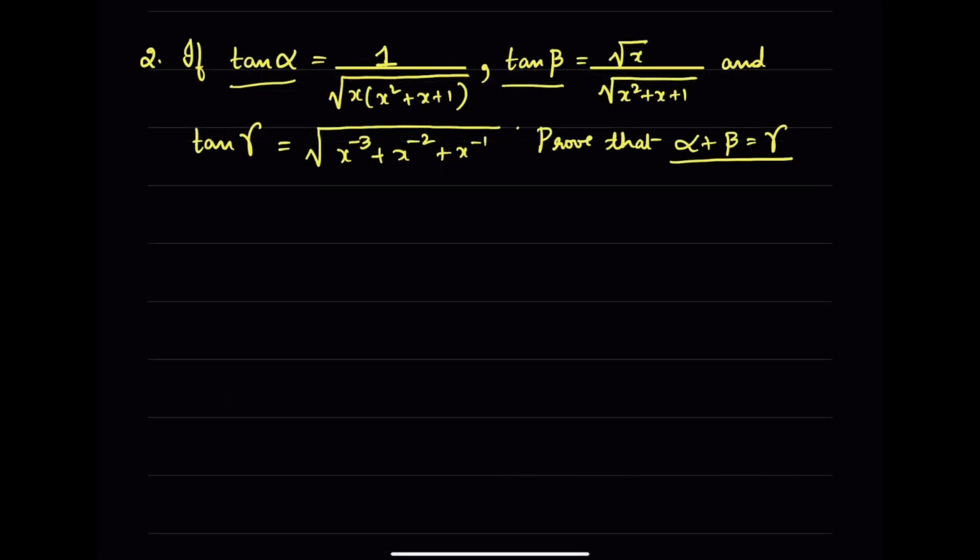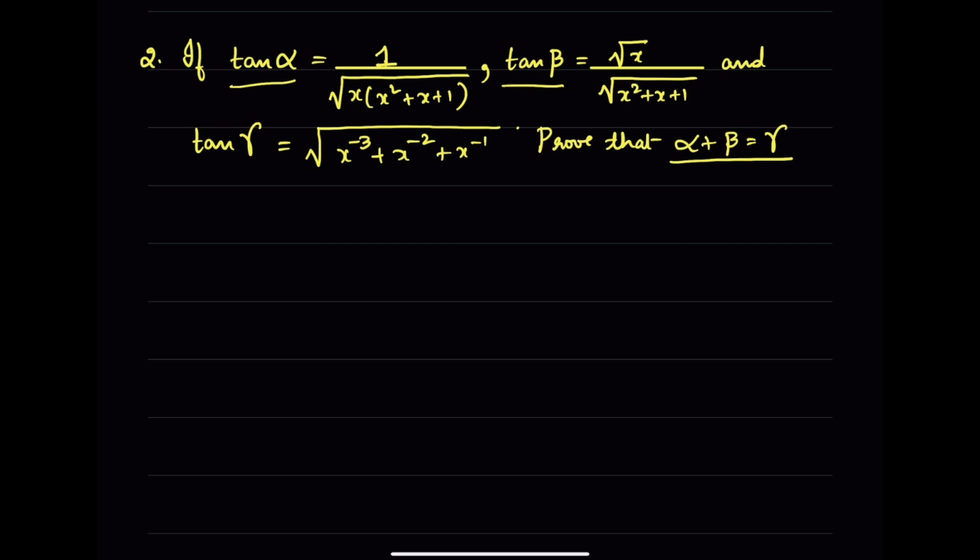In the second question, we have tan alpha is equal to 1 divided by square root of X times X square plus X plus 1. Tan beta is square root of X divided by square root of X square plus X plus 1. And tan gamma is square root of X to the power of minus 3 plus X to the power of minus 2 plus X to the power of minus 1. Using this information, we have to prove that alpha plus beta is equal to gamma.